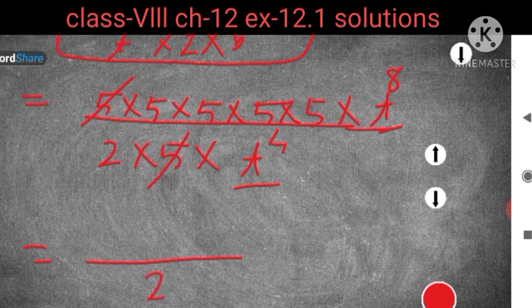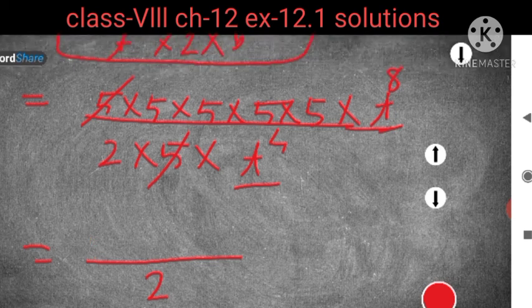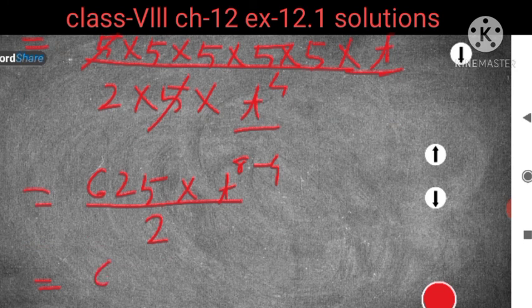So what will remain in denominator? Only t will remain. So here 5 into 5 into 5, if you will multiply all the 5, you will get how much? You will get 625. Okay, 625. And what is remaining? Multiply with t to the power 8 minus 4. Okay, t to the power 8 minus 4. So 625 upon 2 is there, isn't it? 625 upon 2, then t to the power, now 8 minus 4 is equal to 4.